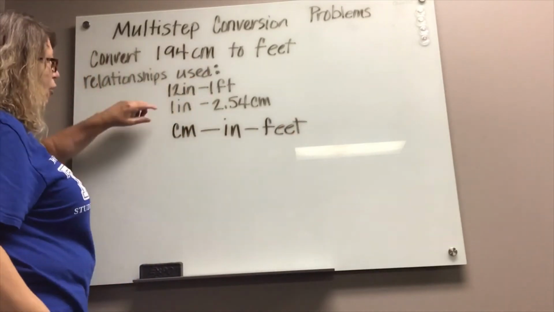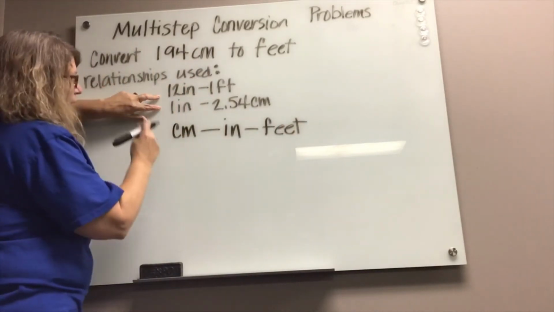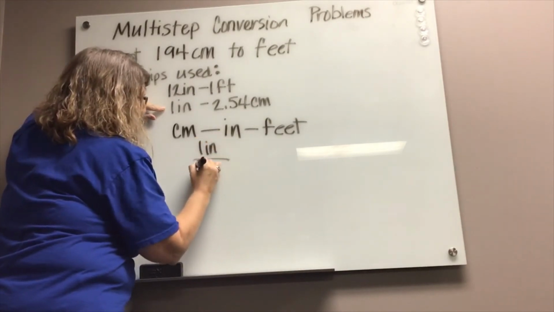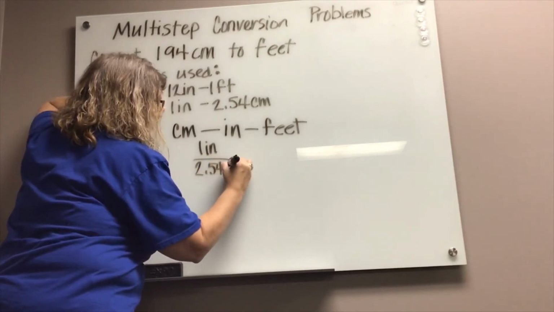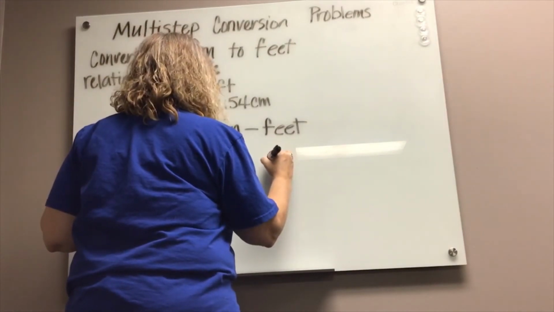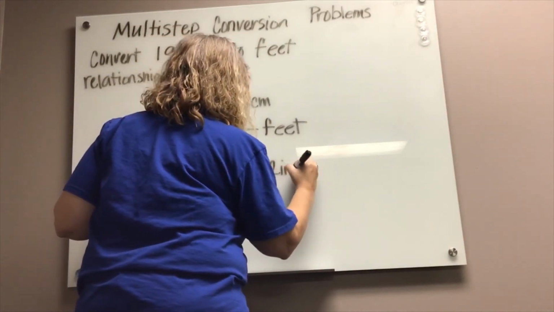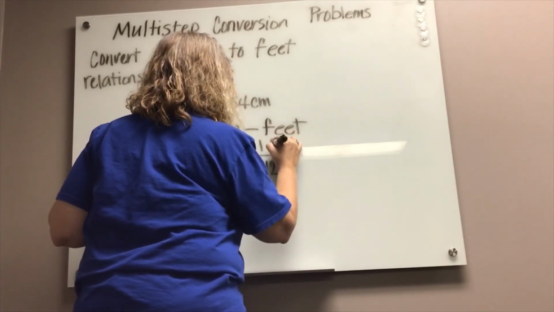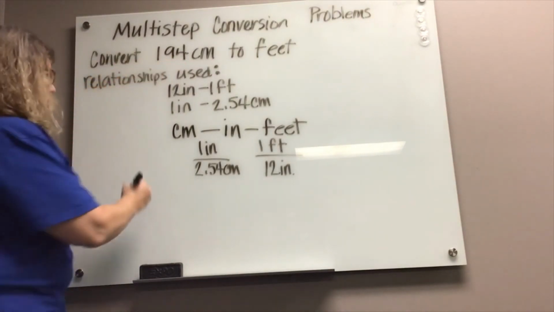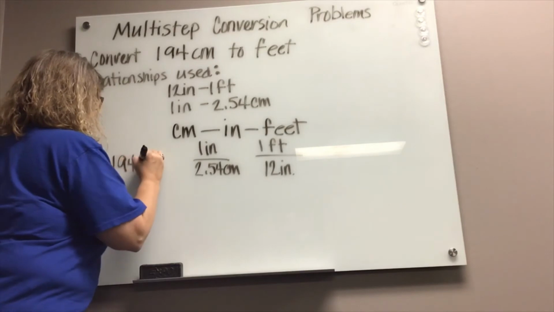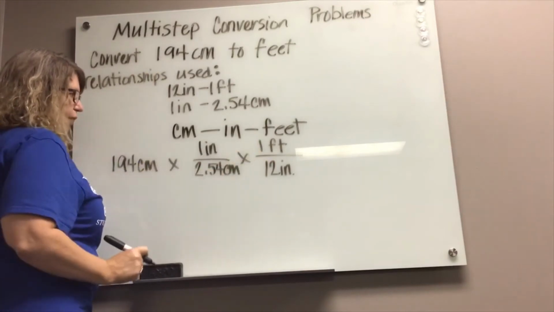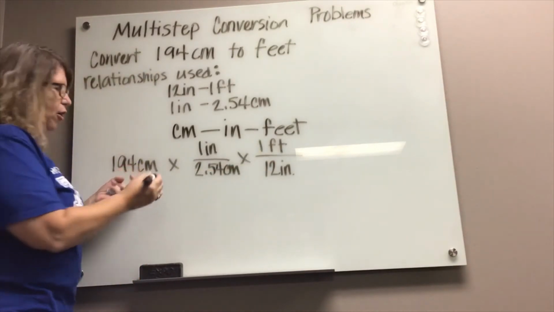Okay, and then our relationships here, we know that 1 inch is equivalent to 2.54 centimeters. And then we know that 12 inches is equal to 1 foot, right? So now all we have to do is plug in the rest of our information. So we have 194 centimeters. We put our multiplication factor in here. We're going to go ahead and cross out our like units.